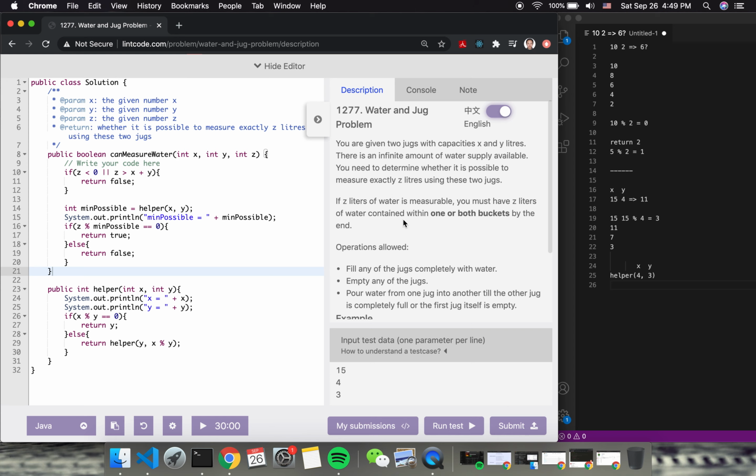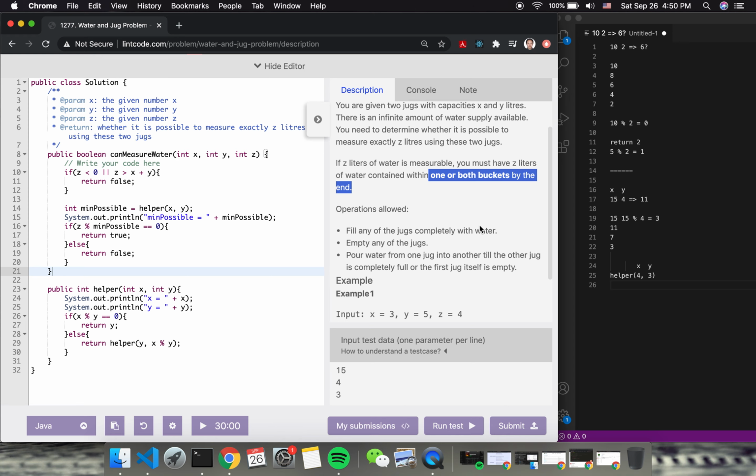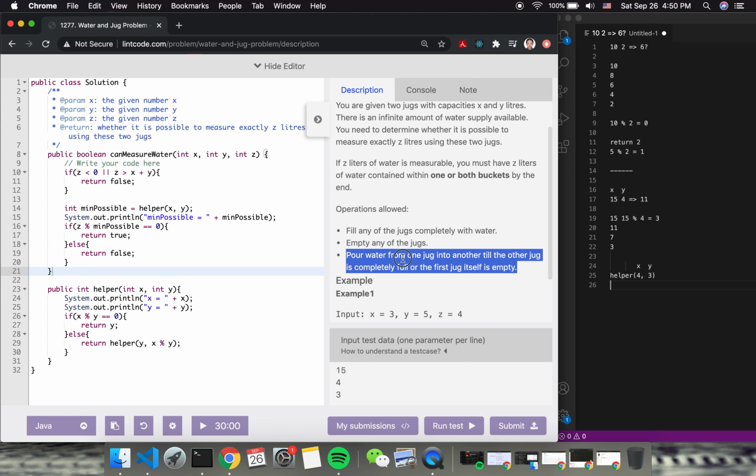If Z liters of water is measurable, you must have Z liters of water contained in one or both buckets by the end. Operations allowed: fill any of the jugs completely with water, empty any of the jugs, pour water from one jug to another till the other jug is completely full, or the first jug itself is empty.